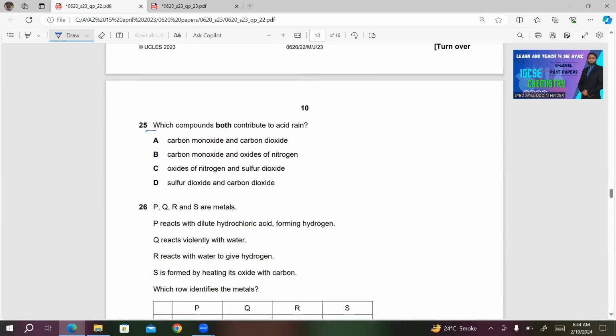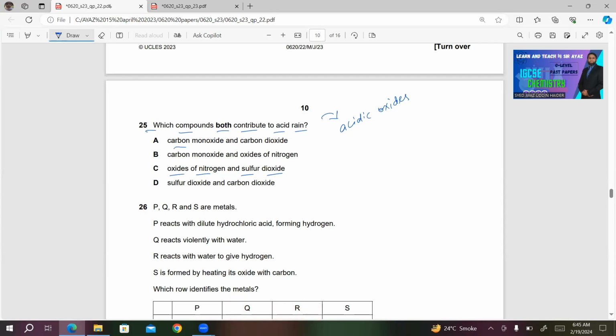Number 25, which compounds both contribute to acid rain? Now, acid rain is due to the acidic oxides in the air. So straight away you will see the oxides which act as acidic in the air. So we have oxides of nitrogen, sulfur dioxide. So for your convenience, I am reading the other choices also.